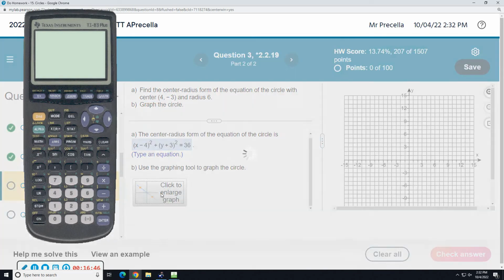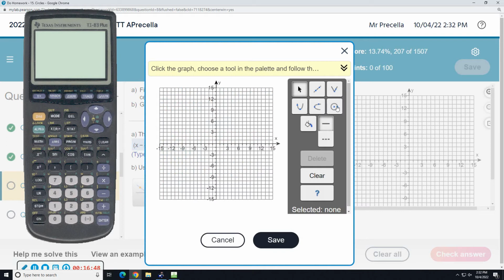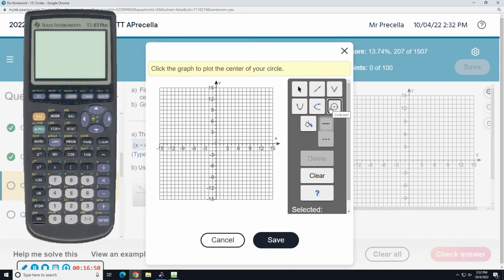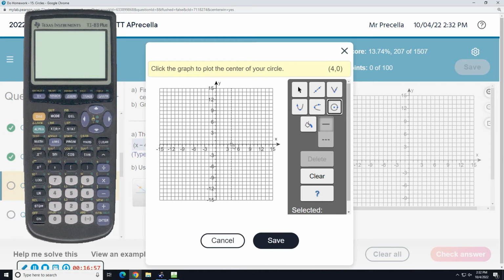And let's see. Graph a circle. Oh, boy. The center was 4, -3. So help me out. Is that 4? Oh, wait. -3 would be down 3, wouldn't it? Am I at 4, -3? Look at the rectangular box. The coordinates say 4, -3.